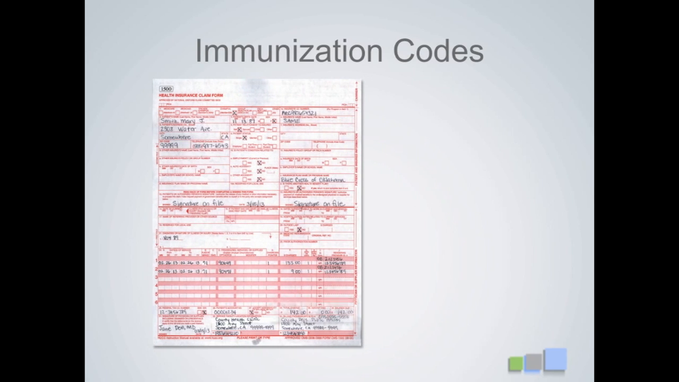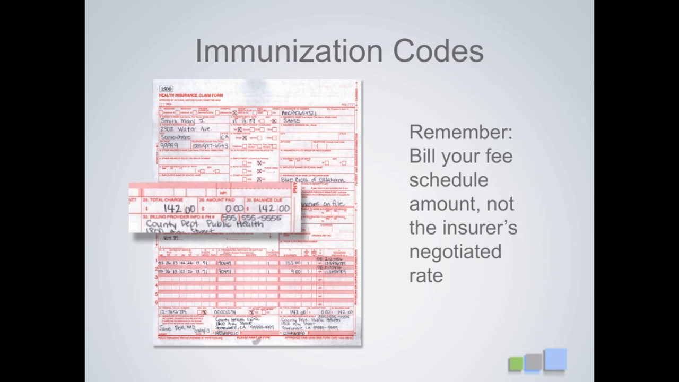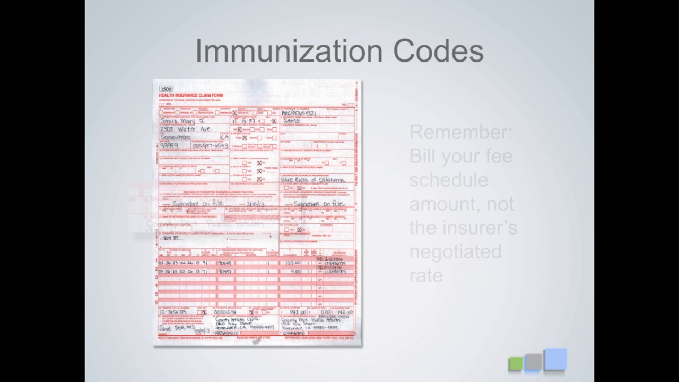Here is Mary's CMS 1500 claim form. We've noted the cost of the HPV vaccine given, $142, and that the full reimbursement is owed from the patient's insurance company, Anthem Blue Cross. The patient pays no share of the cost. When billing for any service, the insurer may have a standard or negotiated rate they agree to pay for a specific service. You should always enter the amount allowable according to your health department's fee schedule. The insurer will make adjustments as needed.